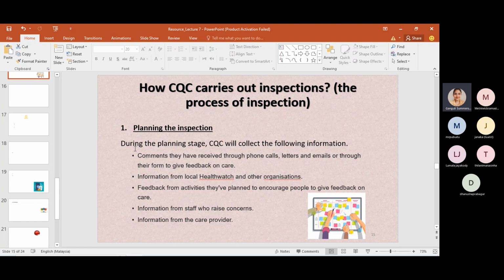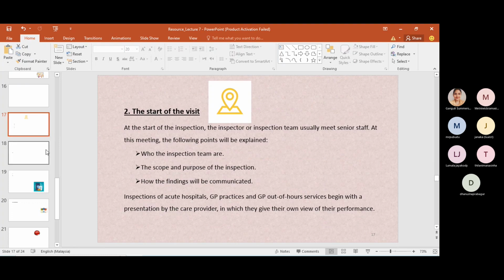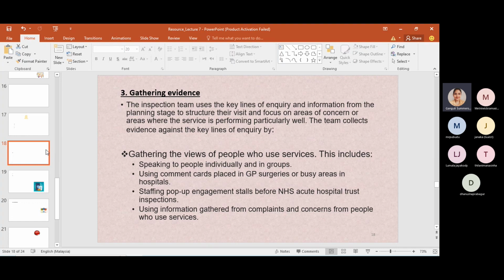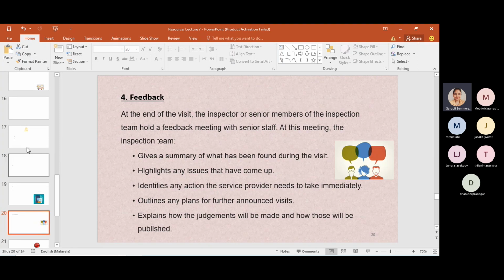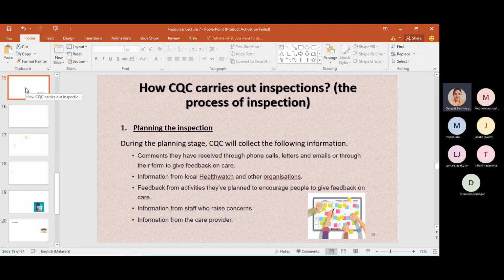The first stage is the planning stage, planning the inspection. The second stage is the start of the visit. The third stage is gathering evidence. And the fourth stage is feedback. These are the 4 stages of the inspection process of CQC. Now let's see what happens in each stage. Stage number 1, planning the inspection.